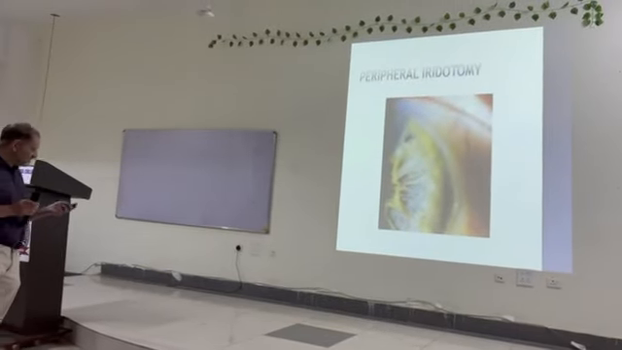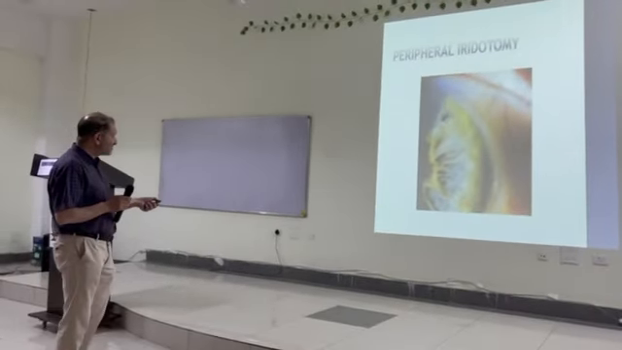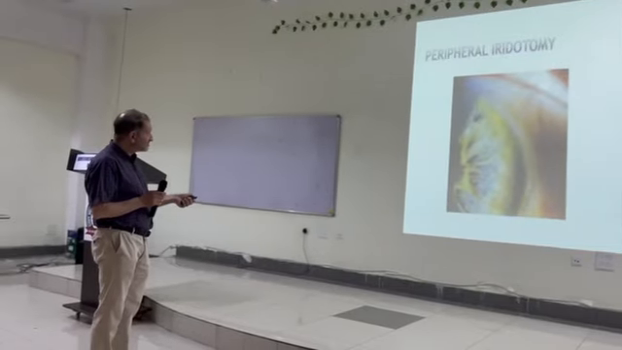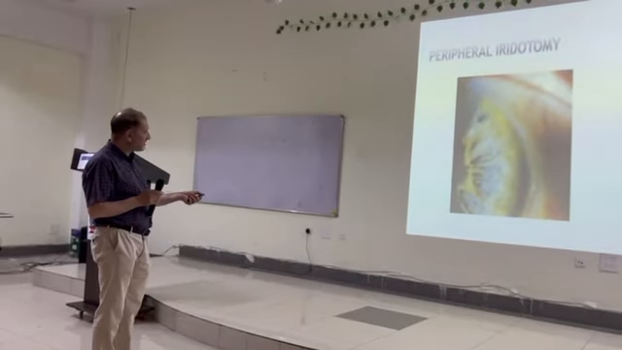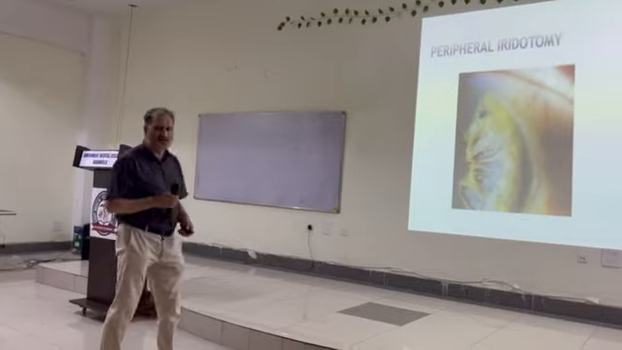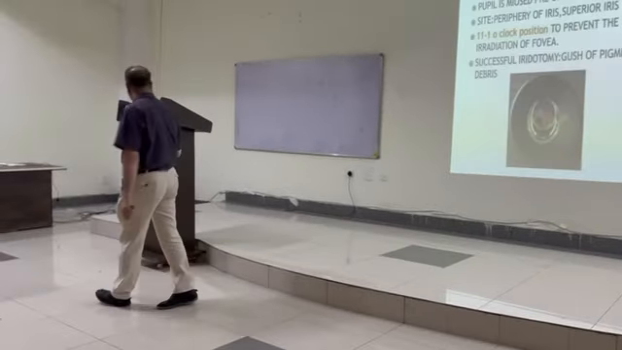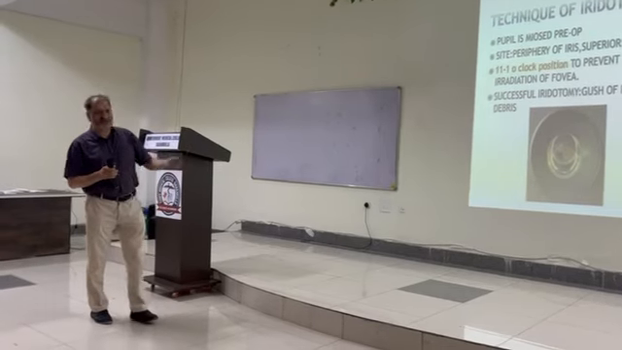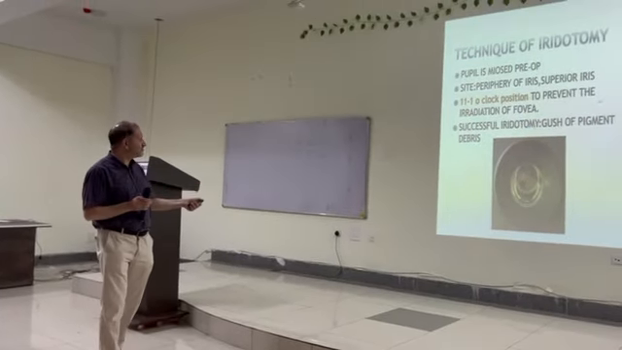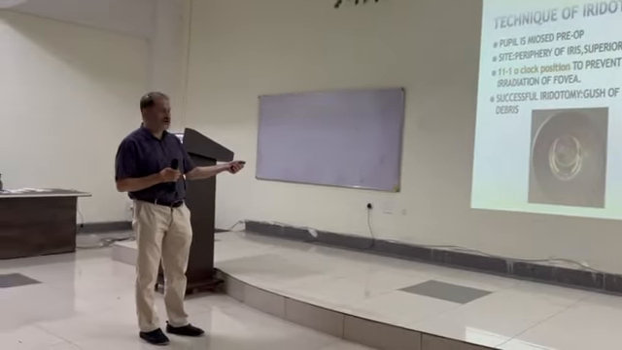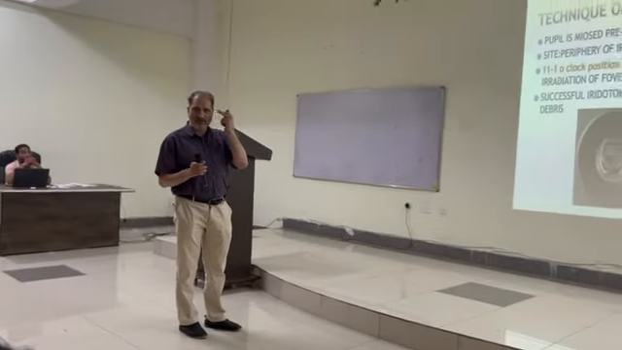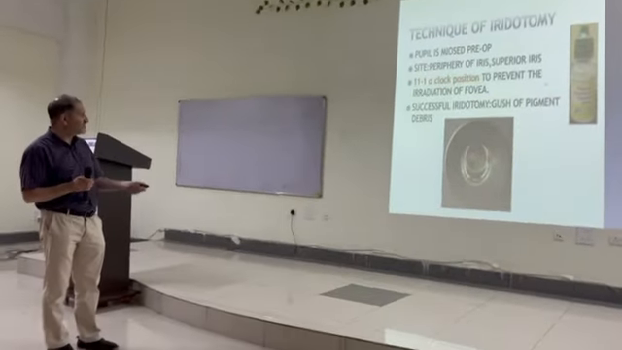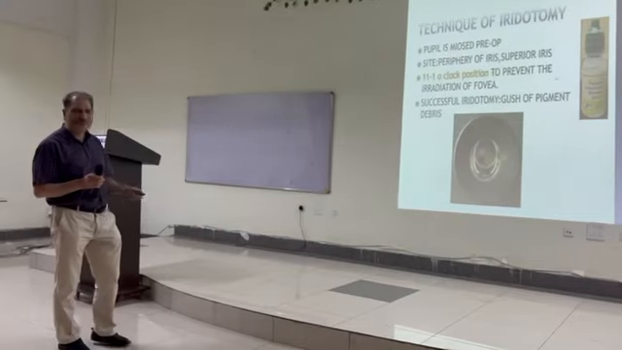So you can see here, this is the iridotomy. It's black. This is the iris and the flap and the iridotomy opening. As I told you, you choose the area, around 1 o'clock, the superior area, for the iridotomy. And there is a gush of pigment from the iris.